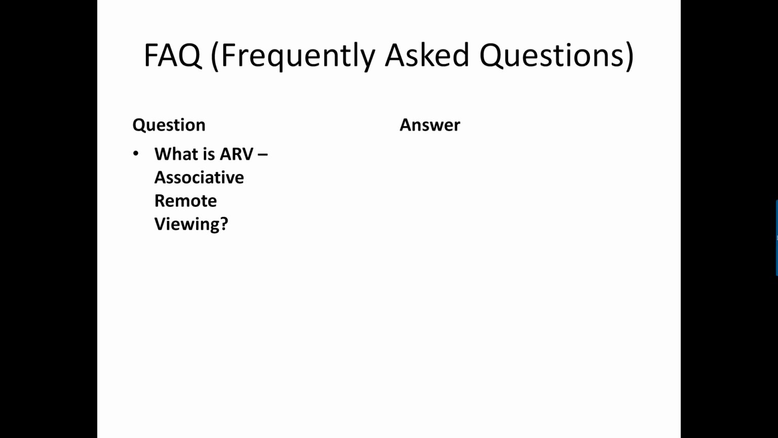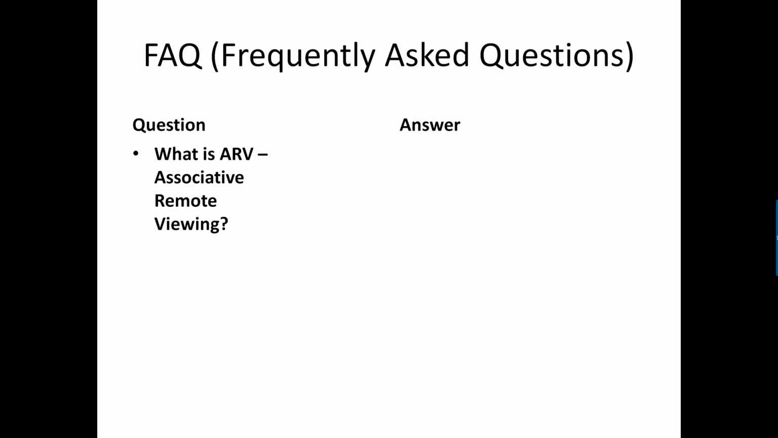So I'm doing the first part of this in a frequently asked questions format. We've talked for some time on app about having frequently asked questions, so I thought this might be a good time to start that section. So let's start off with the purpose of this webinar and the key question: what is ARV? Associative Remote Viewing.